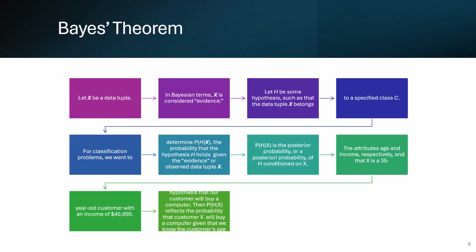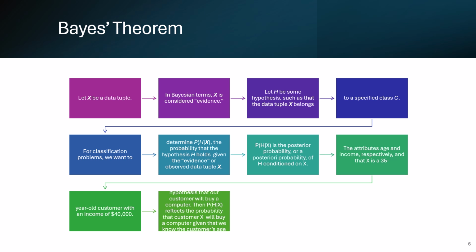Let X be a data tuple. In Bayesian terms, X is considered as evidence. Let H be some hypothesis, such as that data tuple X belongs to a specified class C. For classification problems, we want to determine the probability of H given X, the probability that the hypothesis H holds given the evidence or observed data tuple X. Probability of H given X is the posterior probability, or posterior probability of H conditioned on X.